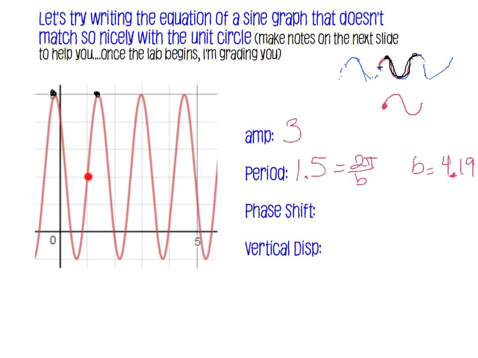It looks like, and that actually worked out really nice for us, it looks like we shifted our wave 1 unit to the right, and now that's where we're at 0 headed up. That makes for an easy C value. Our phase shift is 1.